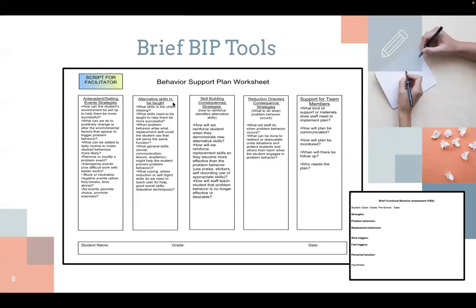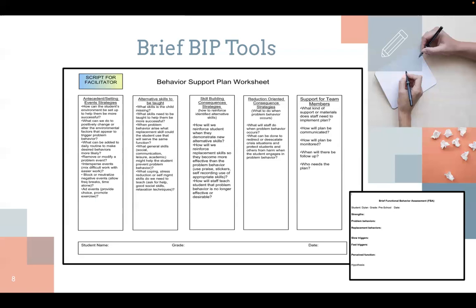And then we're going to move on to what alternative skills need to be taught. Okay, so besides doing some things over here with antecedents and setting event strategies, what skills do we need to teach? What's the student missing? What needs to be taught? And we're always connecting this back to the FBA and thinking about the target behavior and the replacement behavior. So in order to get the student to do the replacement behavior, what antecedent and setting event strategies can we work on? What skills need to be taught?